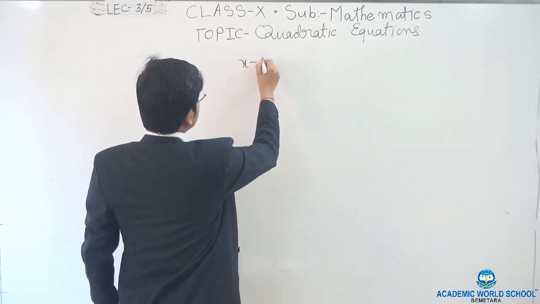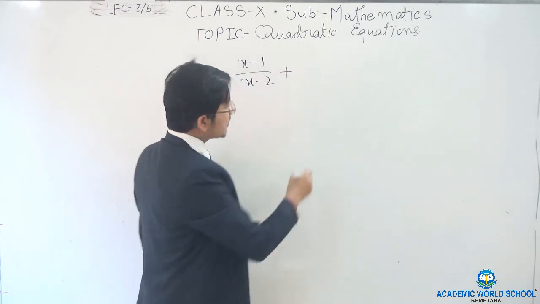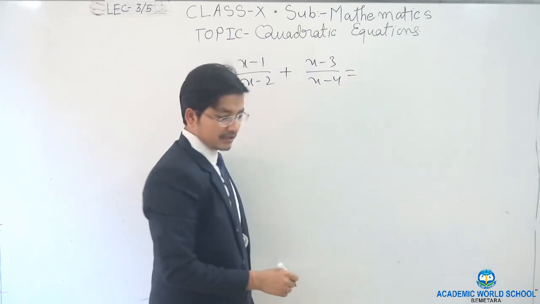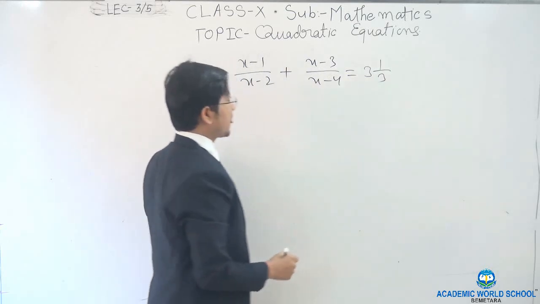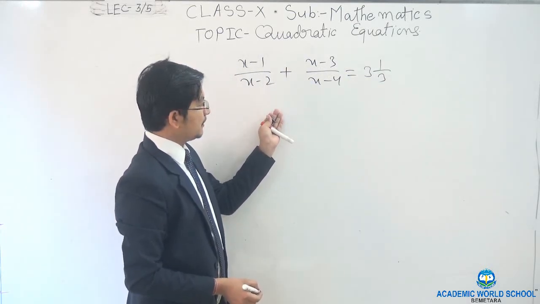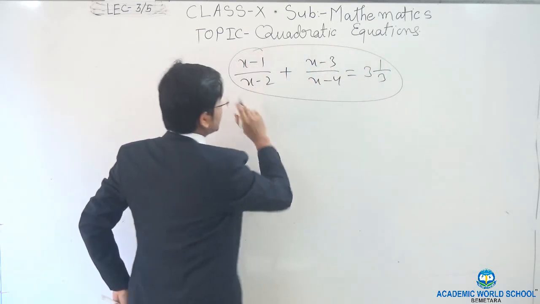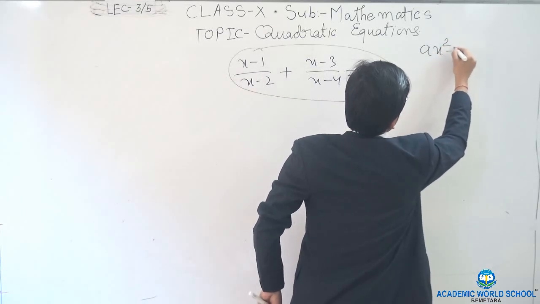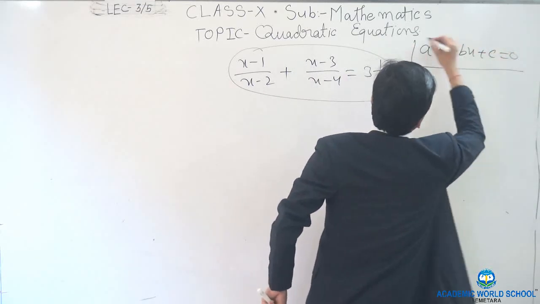That is (x minus 1) upon (x minus 2), plus (x minus 3) upon (x minus 4), is equal to 3 integer 1 upon 3. First of all, what we have to do is reduce this equation to the standard quadratic equation. We have to get this one from this.